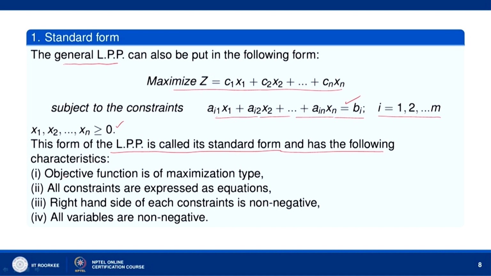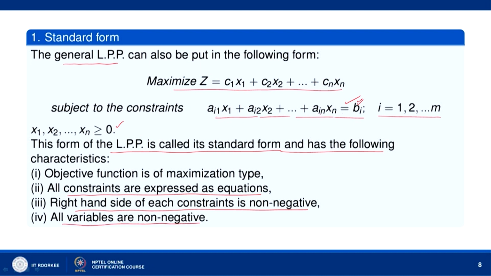So, all constraints are expressed as equations, and the right hand side of each constraint, this is very important, must be non-negative, that is bi has to be non-negative. If bi is negative, we multiply the equation by -1 and bring it to the form where the right hand side is non-negative, and all variables must be non-negative.